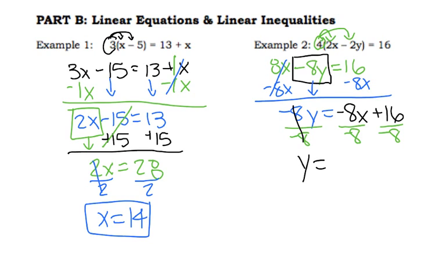So that cancels out. We get y by itself, which is what we want. Negative 8x divided by negative 8 gives us a positive 1x, or x. You can put the 1 in front of it if it makes you feel better. And then 16 divided by negative 8 gives us a negative 2. So we get y equals x minus 2.